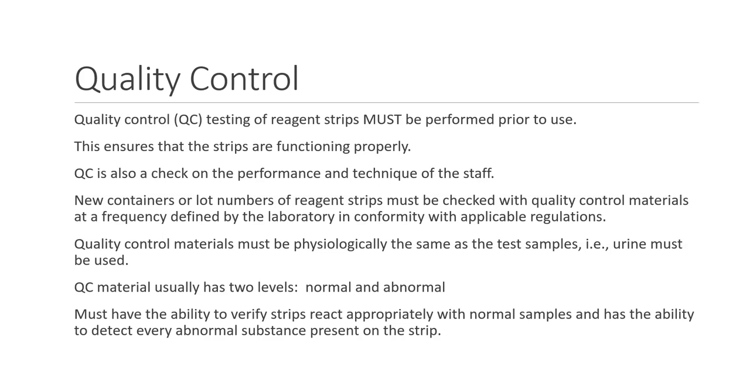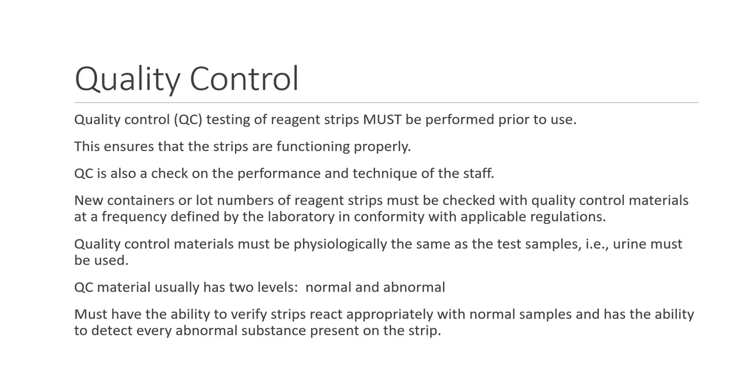It's also a check on the performance and technique of the staff because the bottles of QC, these are materials that represent human samples, and your results must fall within certain parameters. If they don't, then perhaps you're over-reading a strip, or maybe you're under-reading a certain pad. So new containers or lot numbers of reagent strips must be checked with quality control materials at a frequency defined by the laboratory in conformity with applicable regulations, especially CLIA.